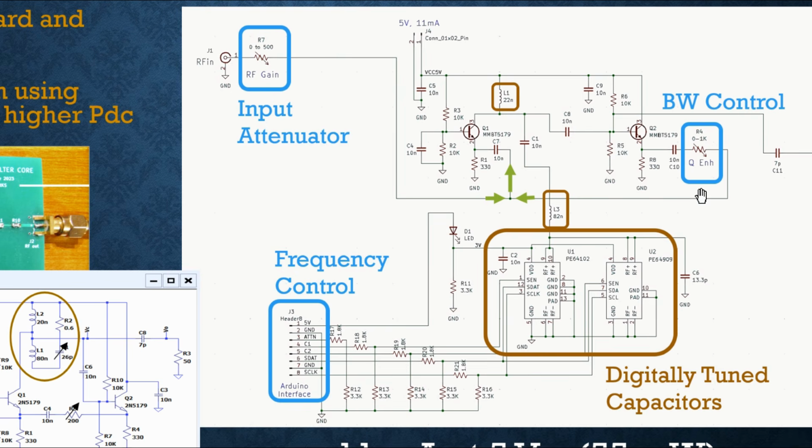So the level of Q enhancement is adjusted with this variable resistor over here, which I'll show you on the circuit board in a second. And there's an RF gain control or attenuator, depending on how you want to talk about it. And it's just a variable resistor from 0 to 500 ohms.